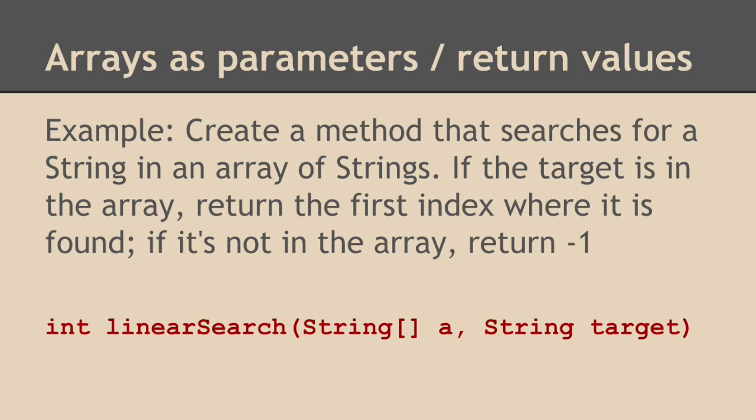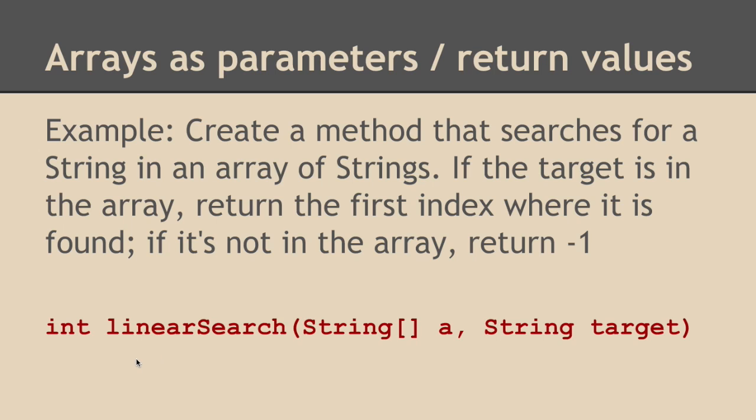Okay? So let's take a look at this in a couple of examples. First of all, we're going to create a method that searches for a string in an array of strings. So it's a little bit like the code that we had in the previous video, where we were looking at an array and trying to find the smallest value in it. But now we're looking for a particular string. If we find it in the array, we return the first spot where it occurs. If we don't find it in the array, we'll send back a special value, -1, which means that the item wasn't found in the array.